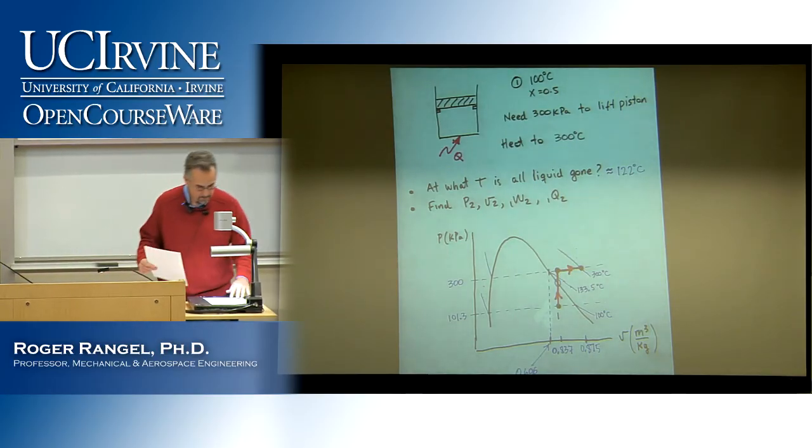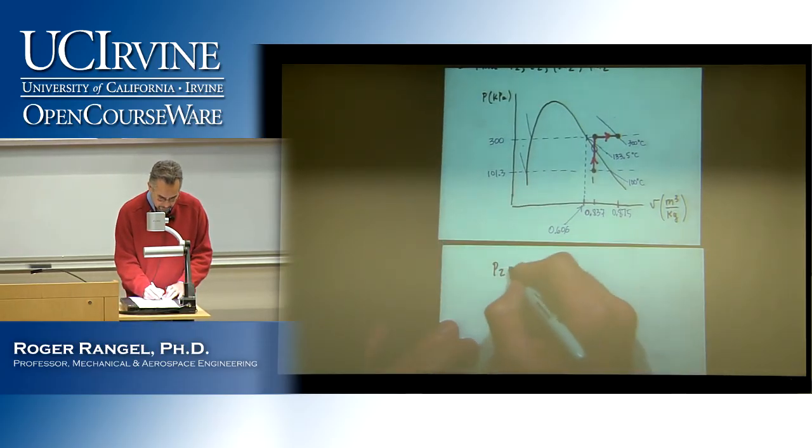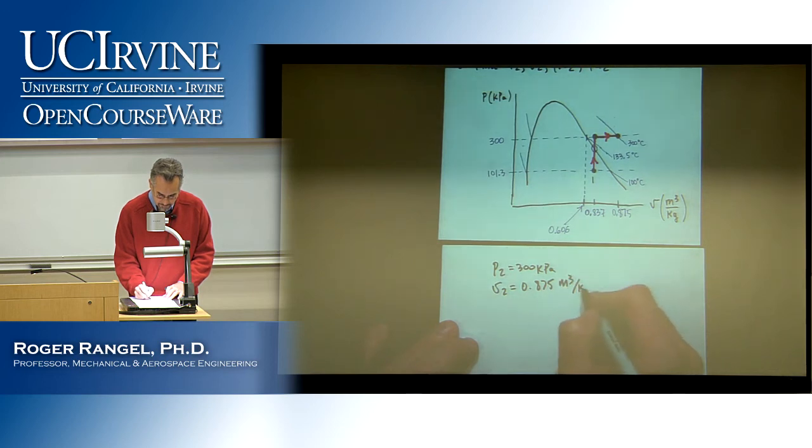So maybe answer these questions here. So P2 is 300 kilopascals. V2 is 0.875 cubic meters per kilogram.